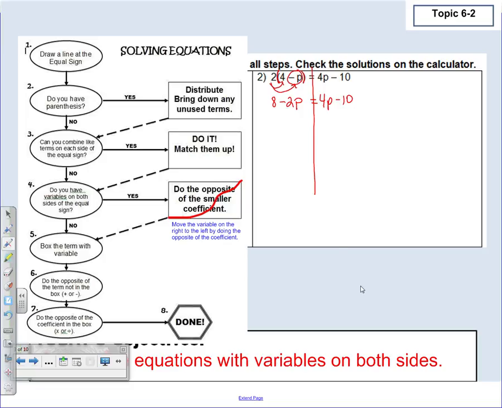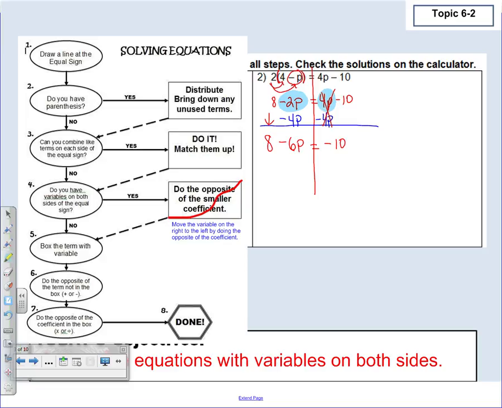Number 4, do we have variables on both sides? Yes, we have a negative 2p on the left and a 4p on the right, so our answer is yes. Do the opposite, yes, we now move the variable that's on the right. We're going to move it to the left by doing the opposite. So opposite of 4p is negative 4p, and whatever I do to the right, I need to do to the left. We didn't do anything with the 8, it drops down. Negative 2p minus 4p is a negative 6p. 4p minus 4p is 0, and we still have a negative 10 on the right-hand side.